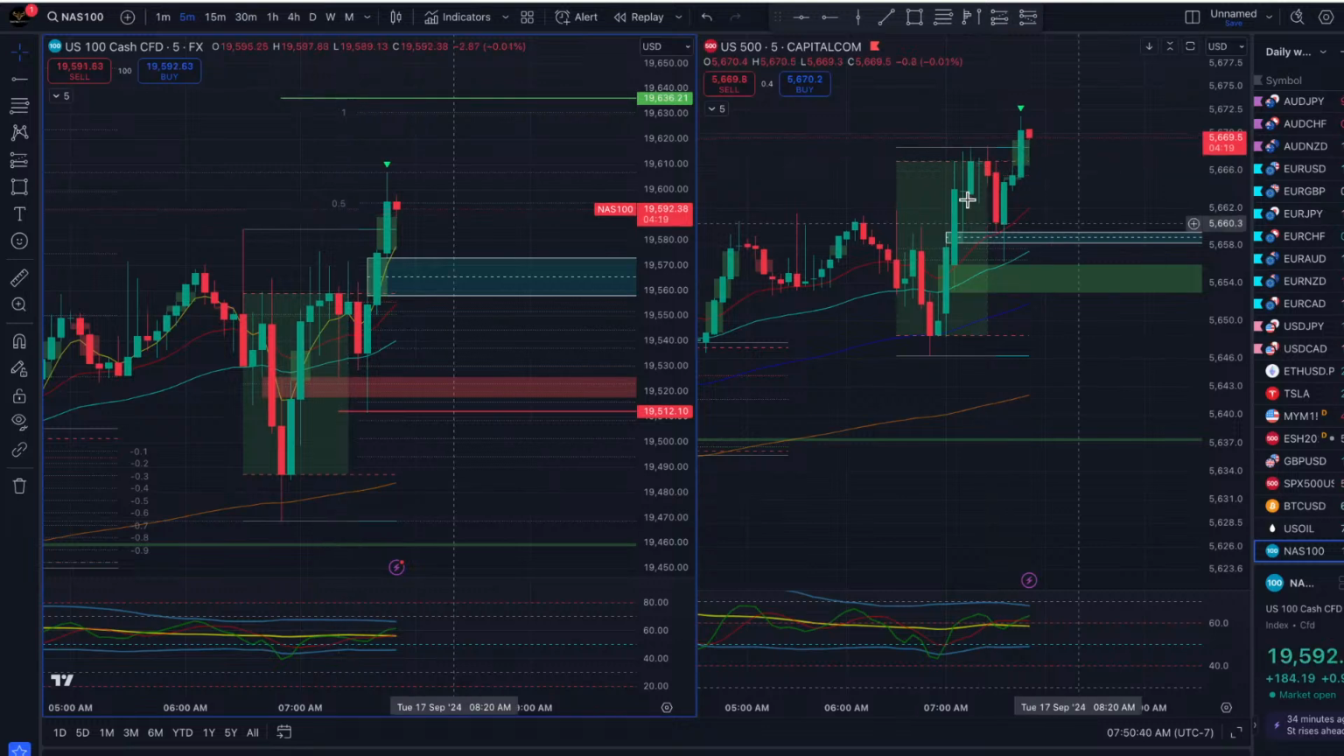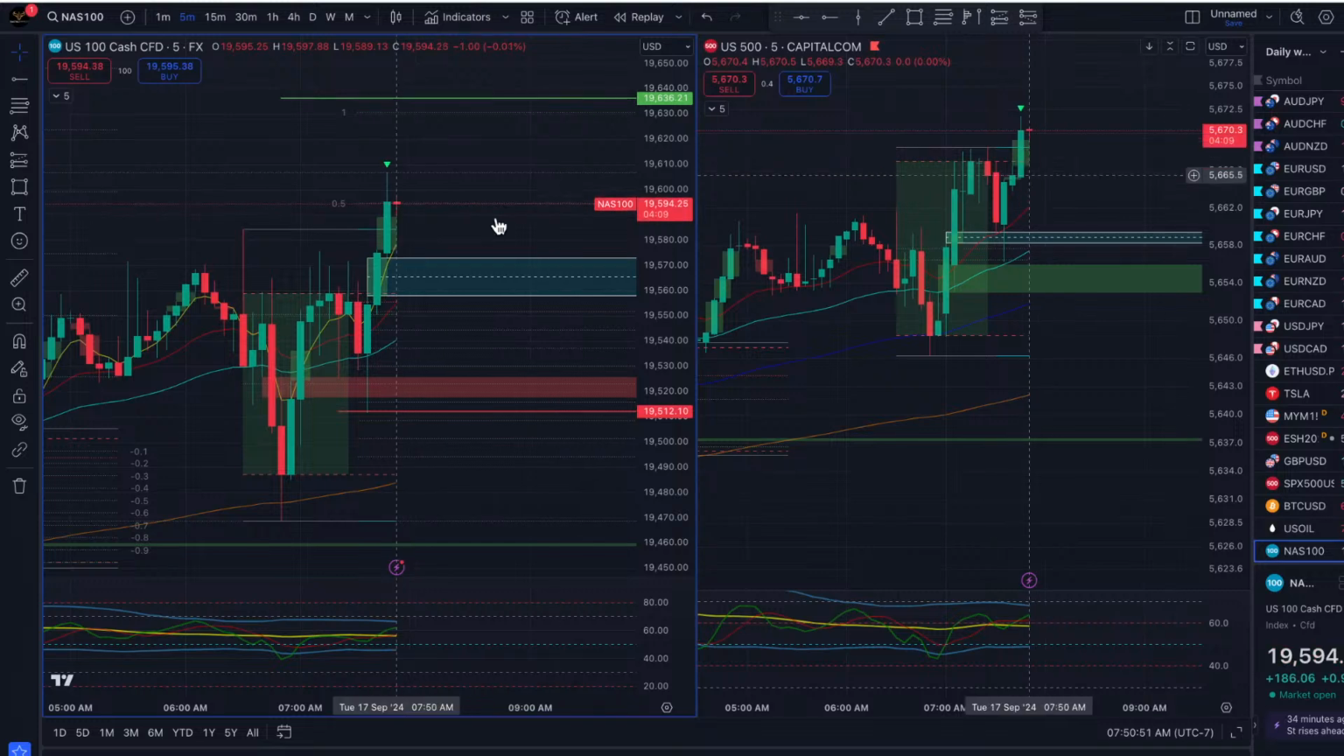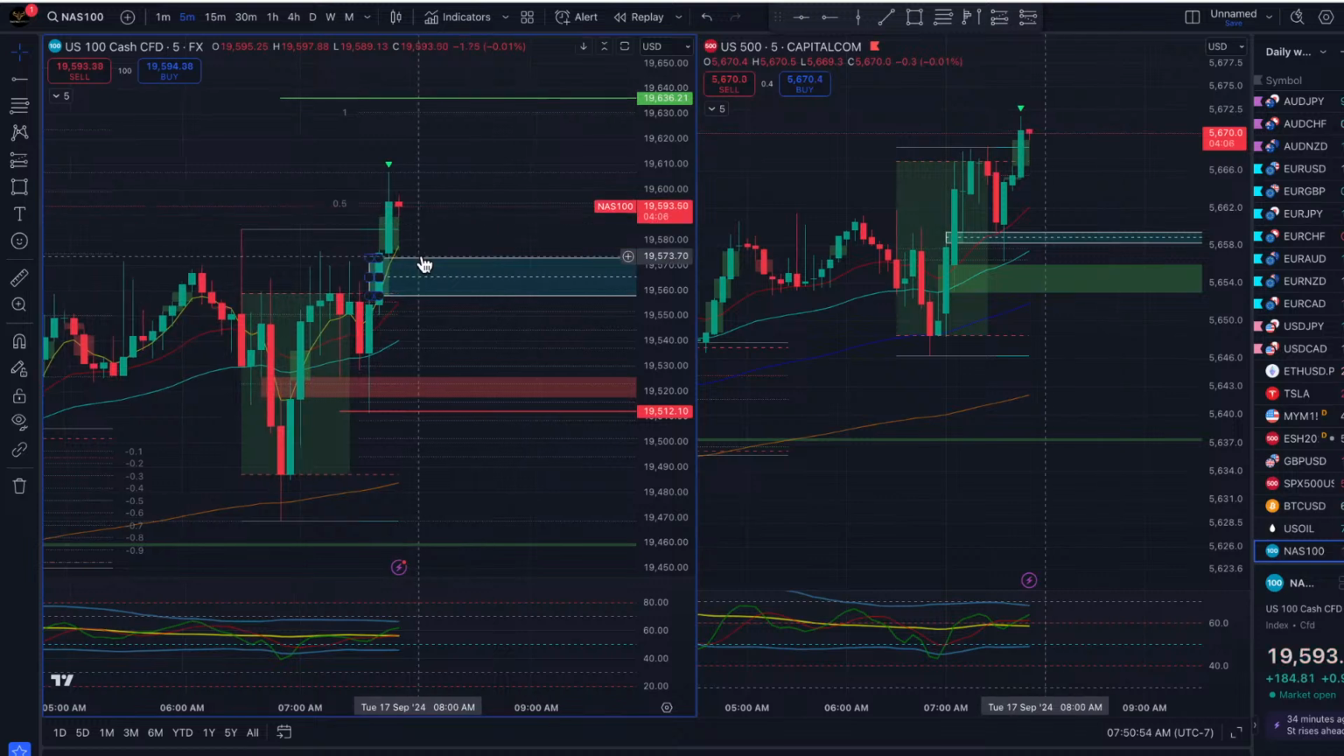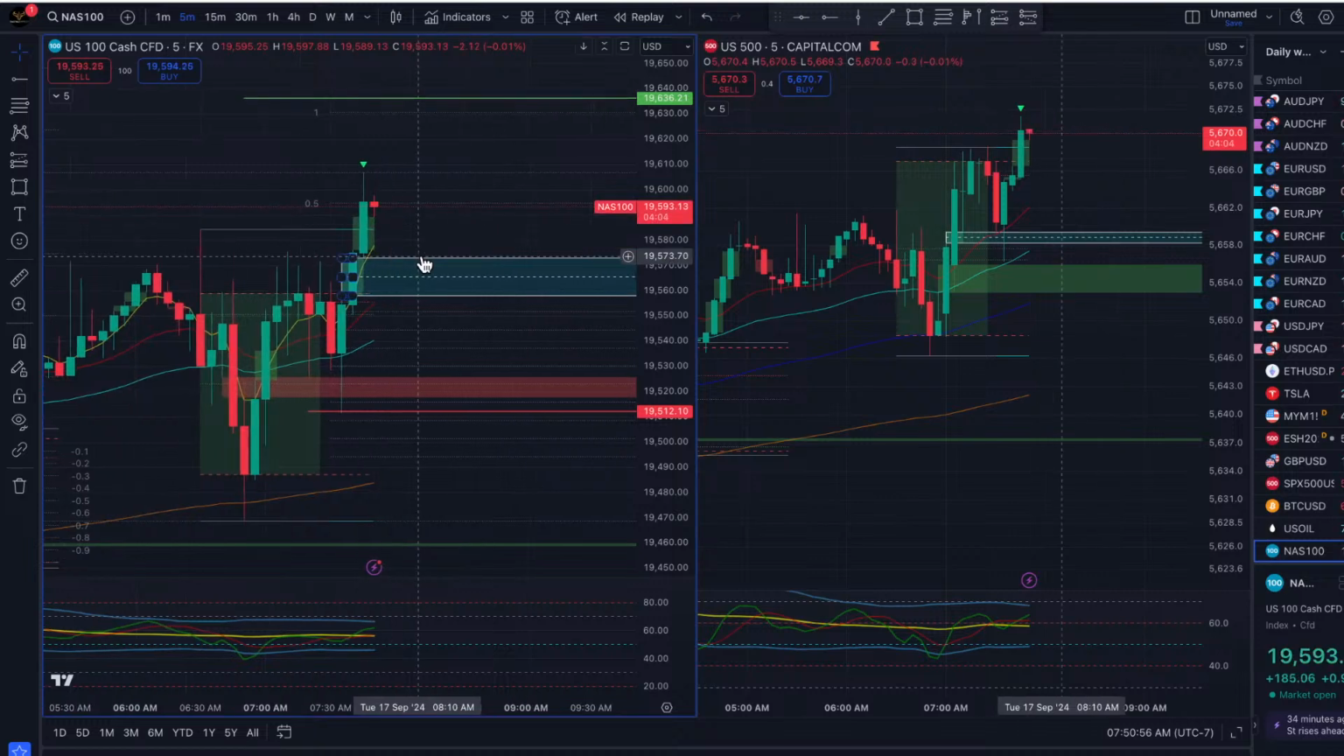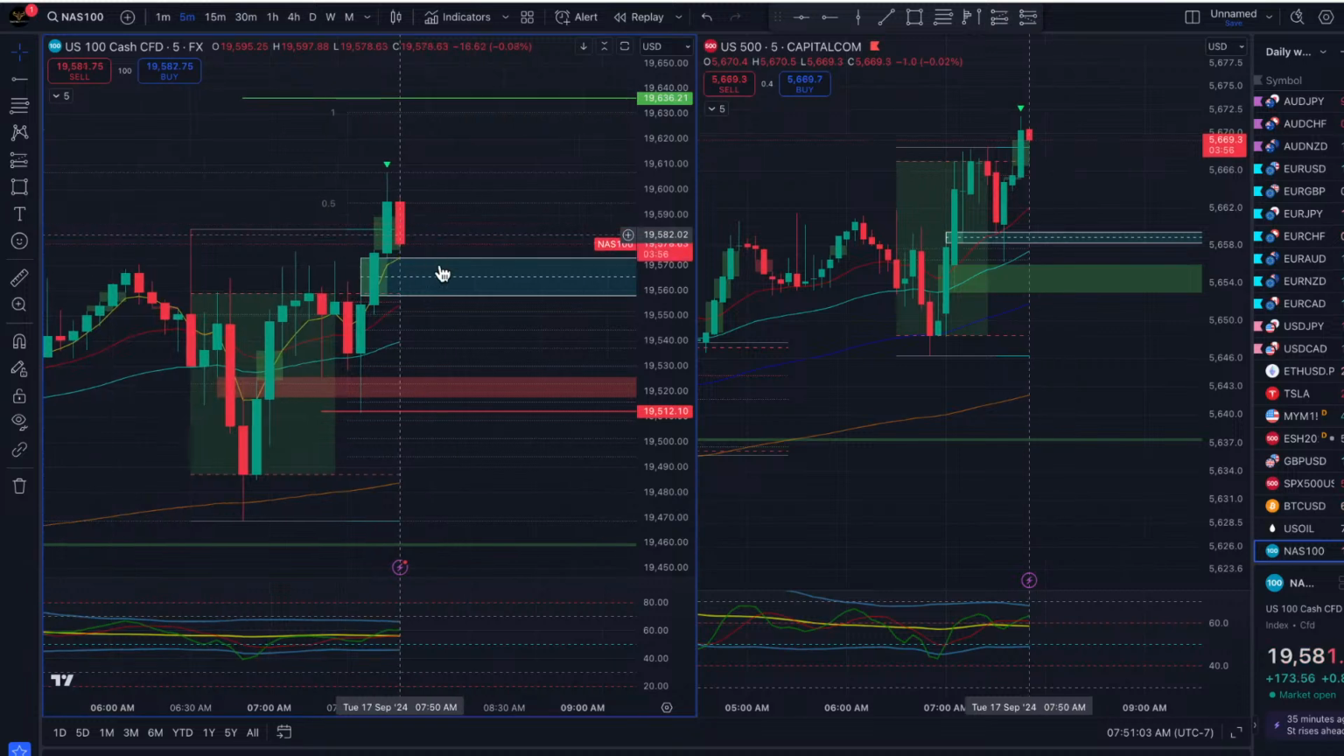So the only fair value gap that's been created so far is down here for US 500. This one is not fully formed yet. We have 4 minutes left. Let's see if that sticks. There we go. Let's see if we can't get a fast move today.